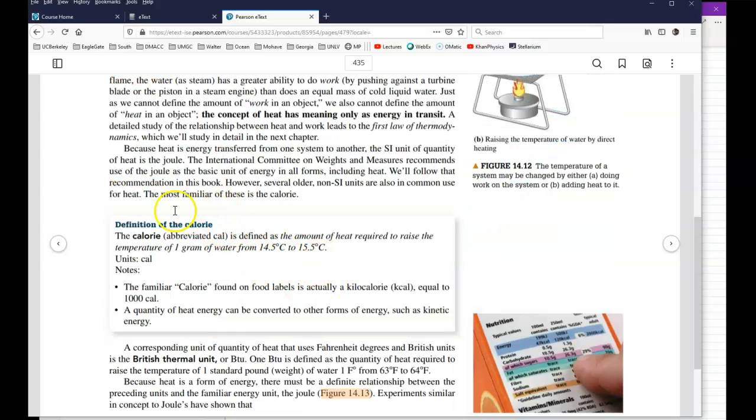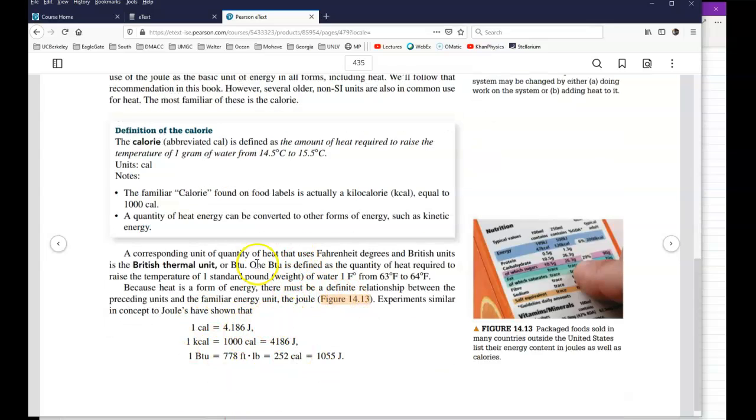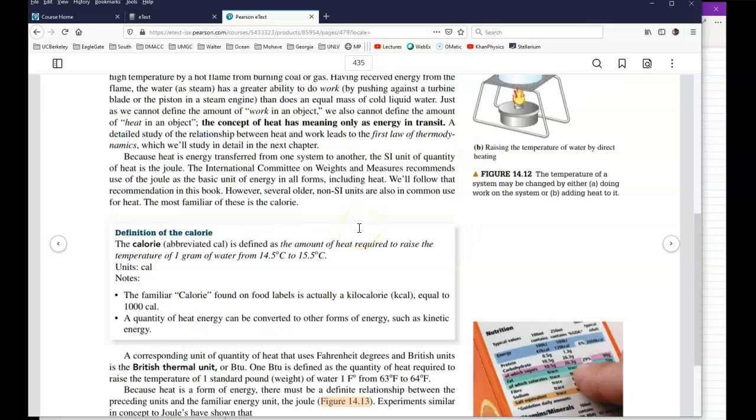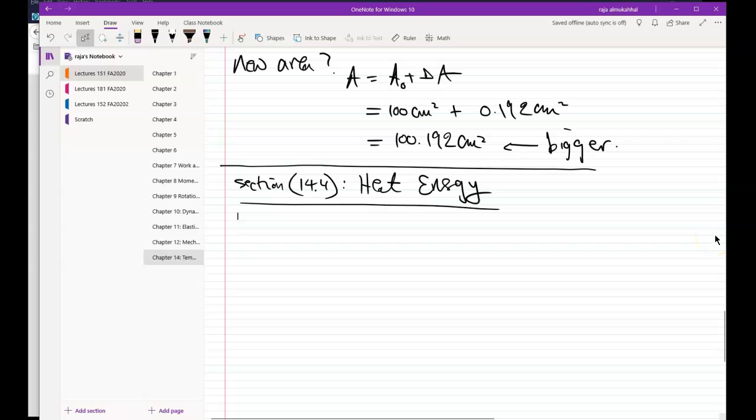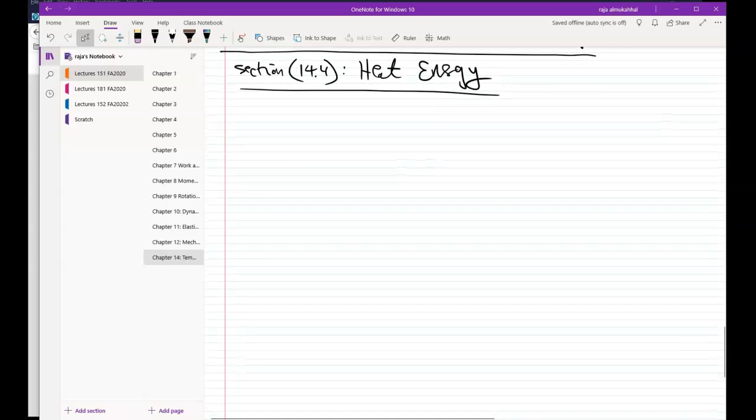And then here he starts talking about different units for energy. We're going to go over them right here. So let me talk about those. Again, the notes that I have directly out of the textbook. So first of all, we have the definition of what is called the calorie.